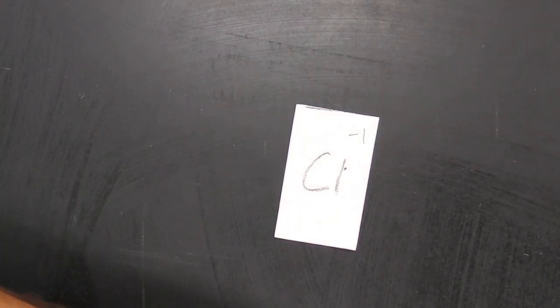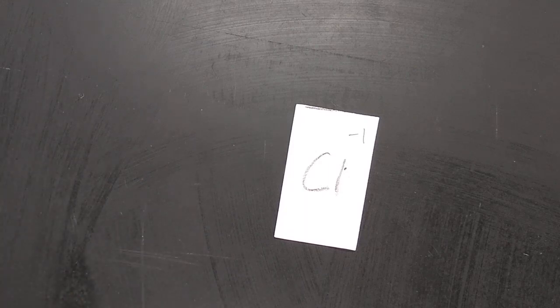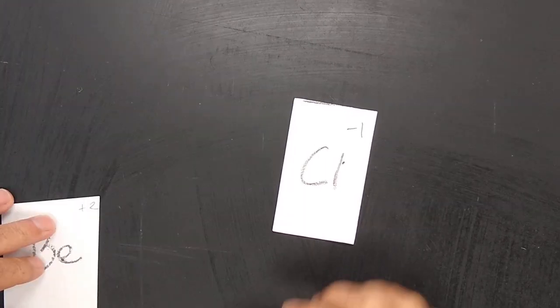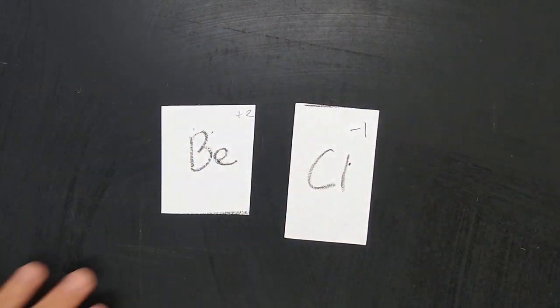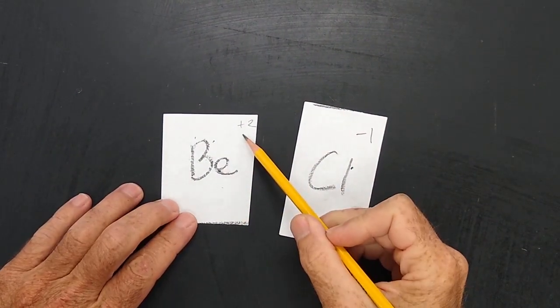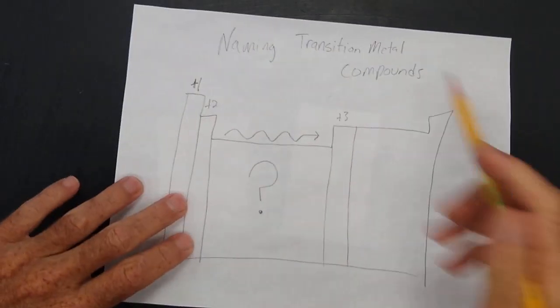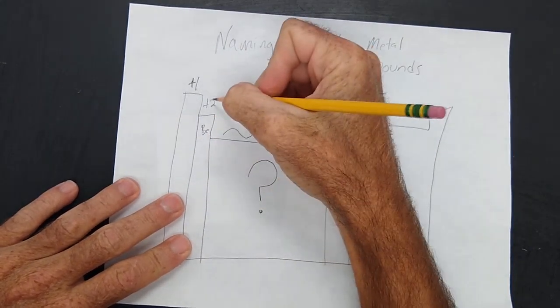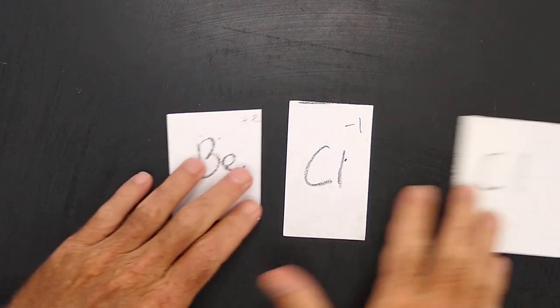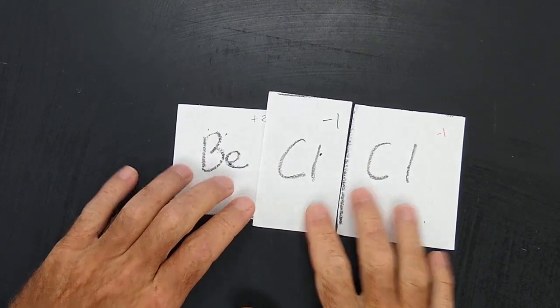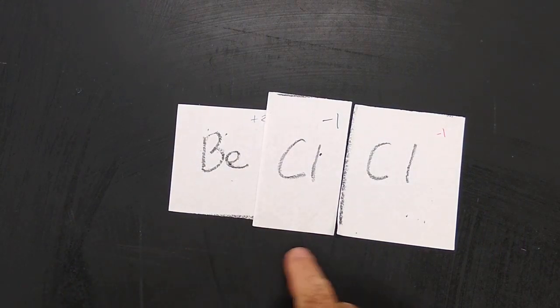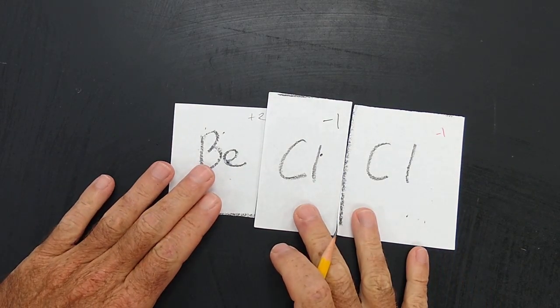Well, what if we had a different card? For example, what if we had beryllium? You know, beryllium is +2 every time because it's in group 2, right? Beryllium comes from right here, so it's always +2, okay? Well, if you have beryllium, then obviously you'd need 2 chlorines. So the formula for this would be BeCl2. Now, that's easy enough.